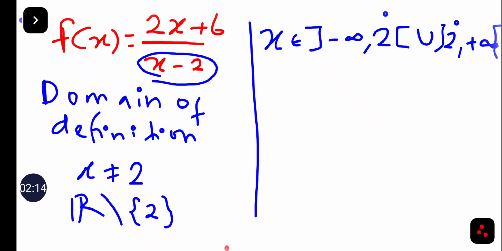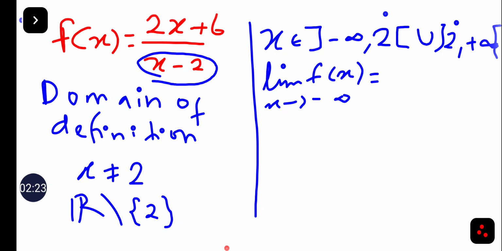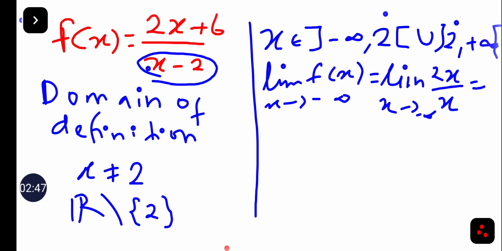Okay, the limit as x tends to negative infinity of f of x. We saw in the previous video tricks to obtain limits. It will simply be the limit of 2x over x, because the highest term in the numerator is 2x, and in the denominator x. So we have the limit of 2x over x as x tends towards negative infinity. 2x over x is 2, and the limit of a constant is a constant. So the limit as x tends towards negative infinity is 2. Likewise, at positive infinity it will still be 2.